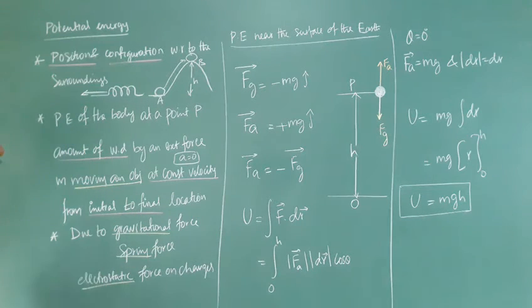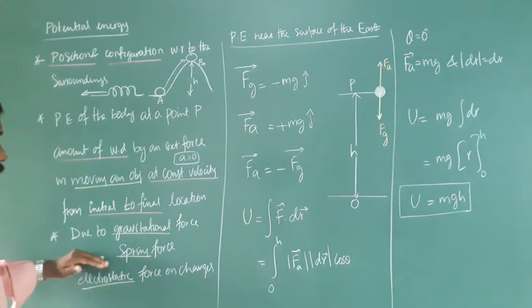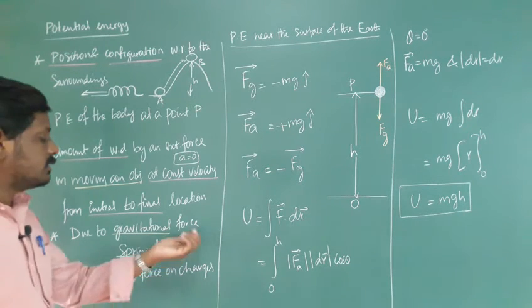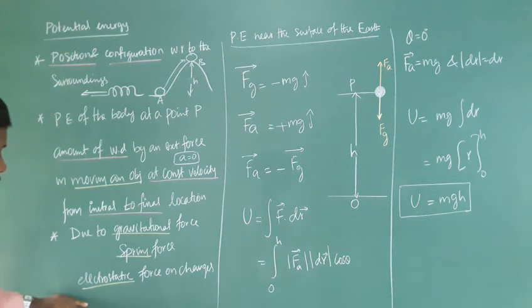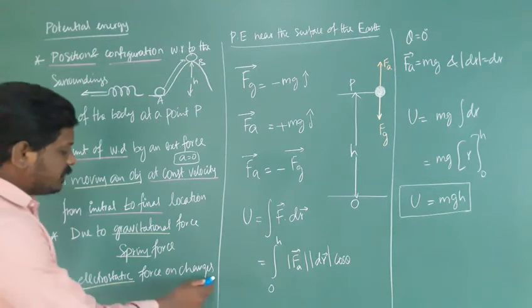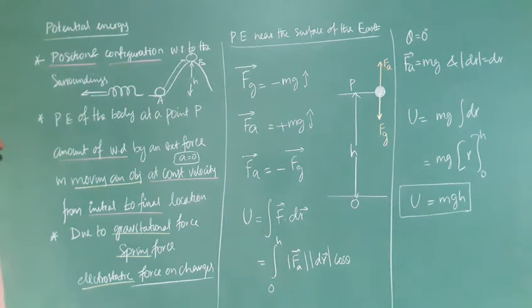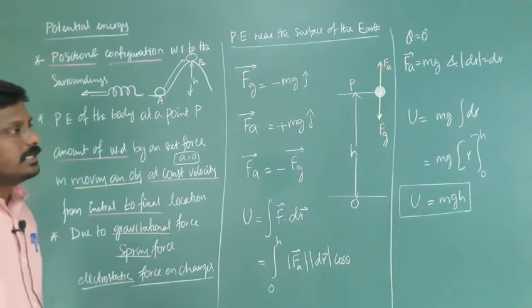Then there are various forms of potential energy. Potential energy due to gravitational force is gravitational potential energy. The energy due to the spring force or some other similar forces is elastic potential energy. Energy due to electrostatic force on the charges is electrostatic potential energy, as in a capacitor. Then potential energy near the surface of the earth is gravitational potential energy U.